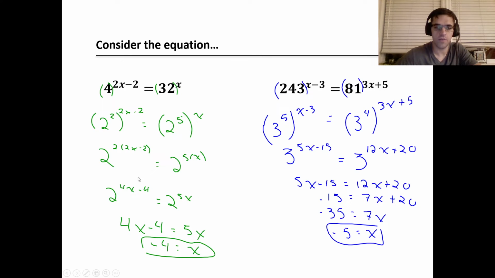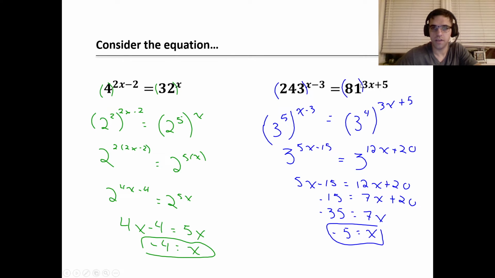So now we have an equation with common bases. And since the bases are common, we can say the exponents are equal. So 4x minus 4 must equal 5x in order for this equation to be true. So now we're working with this equation, and we can solve for x. I can do that algebraically by subtracting 4x from each side of the equation.